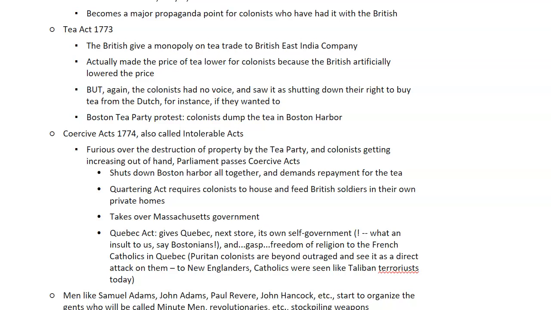But the colonists again had no voice in the creation of this monopoly, and even though it was going to save them money, they saw it as shutting down their right to buy tea from the Dutch if they felt like it. And so you got the Boston Tea Party protest. The colonists dumped the tea in Boston Harbor.